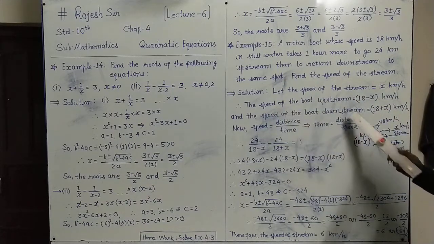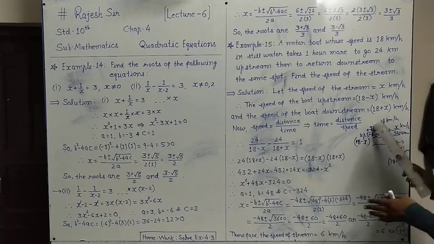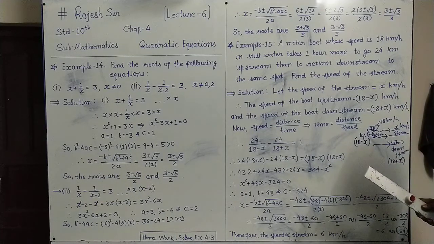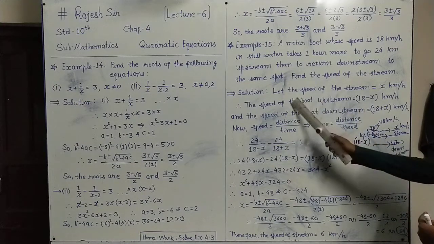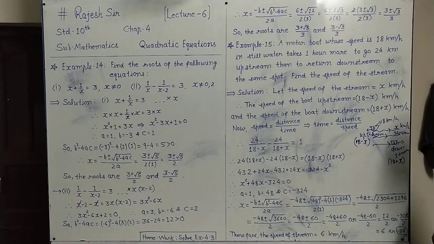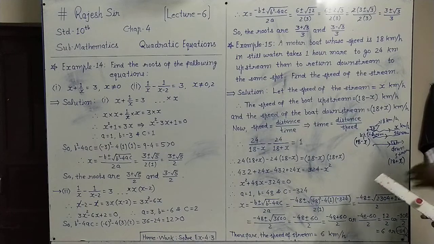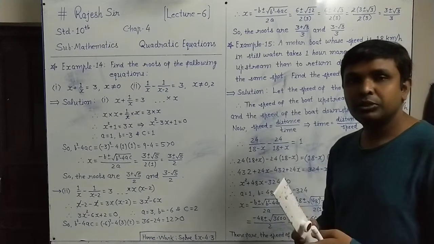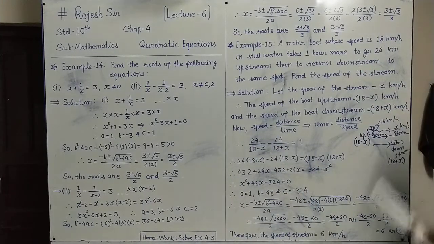Therefore, the speed of the boat in upstream, going in the opposite direction, its own speed is 18 km/h. It will be decreased by the speed of the stream, that is x. So 18 minus x km/h will be the speed of the boat in upstream. Similarly, in downstream, the speed of the boat is increased because of the addition of the speed of the stream. So 18 plus x km/h.